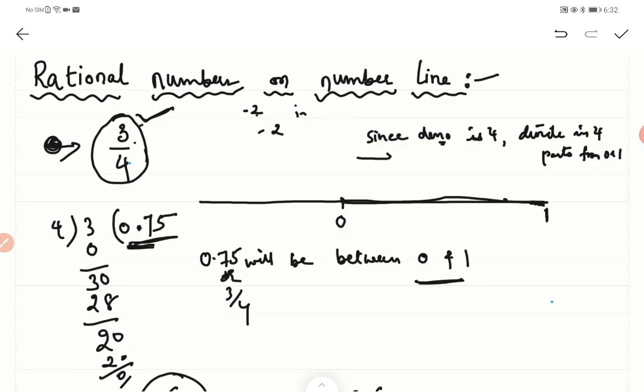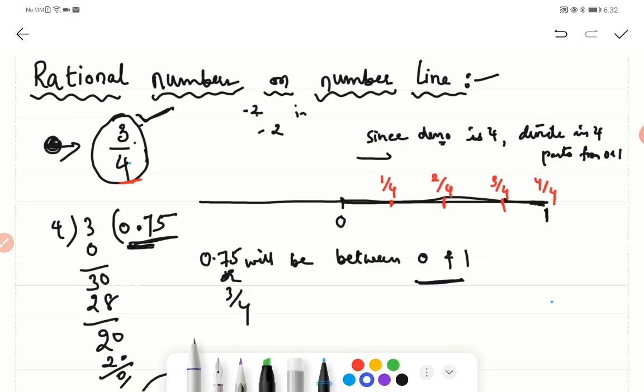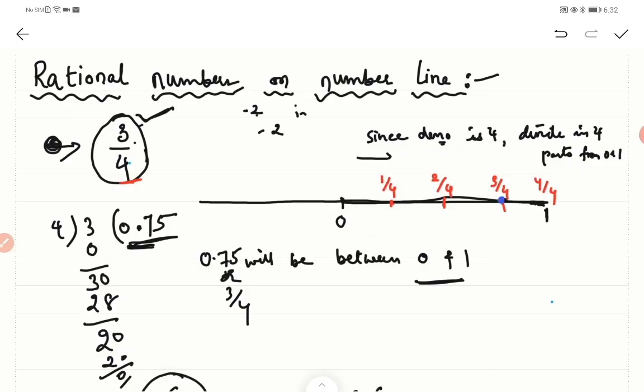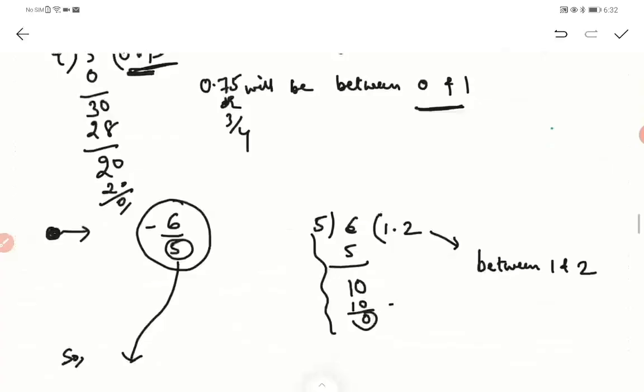Now how to plot this? I will take red color. So you have 3 by 4. Somewhere in between 0 and 1 you'll get it, so I'll divide this into 4 parts, because in the denominator I have 4. After 0 you'll have 1 by 4 here, then 2 by 4, 3 by 4, and 4 by 4. So now you can easily plot where your 3 by 4 is. It is here.